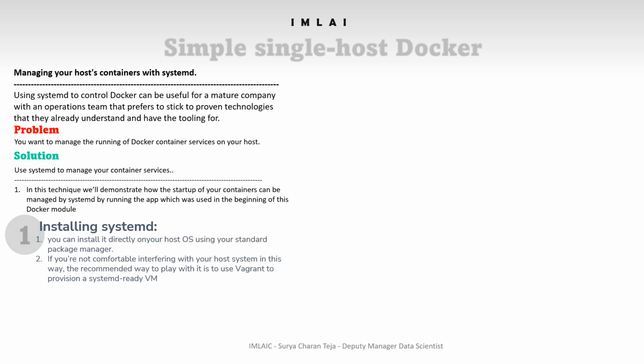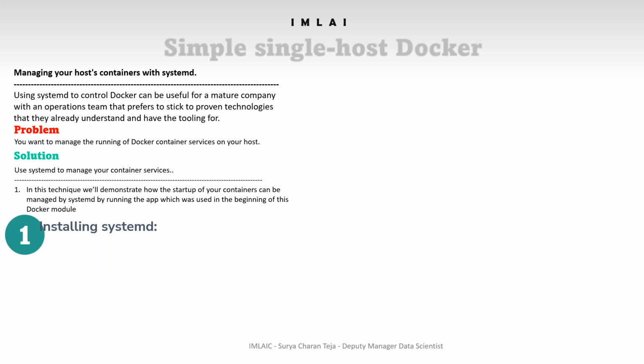First we'll begin with the installation of systemd. The procedure is pretty simple. If you don't have systemd on your host system, you can check by running systemctl status systemd and seeing whether you get a coherent response or not. If you do not have systemd, you can install it directly on your host OS using your standard package manager.